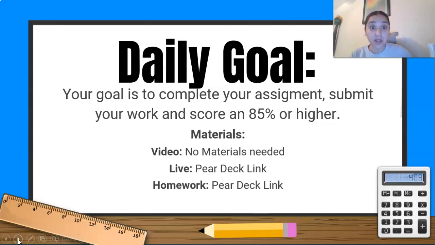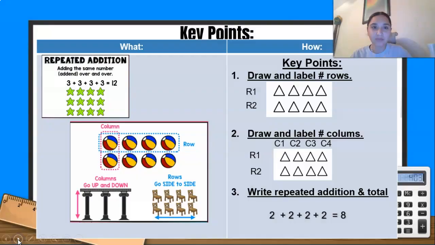What are the materials that you need for today? In the video, you're just watching and actively listening. You need a Peardeck link for the live class and a Peardeck link for the homework. What are the important concepts that you're going to be learning? Well, it's the same concepts and the same key points that we've been using.